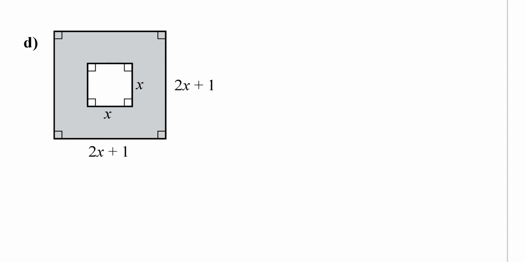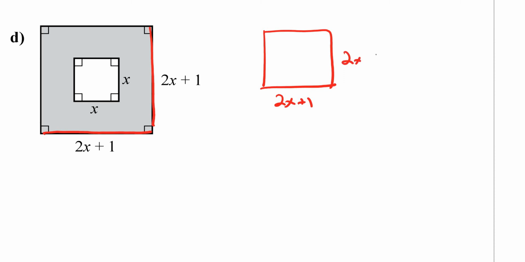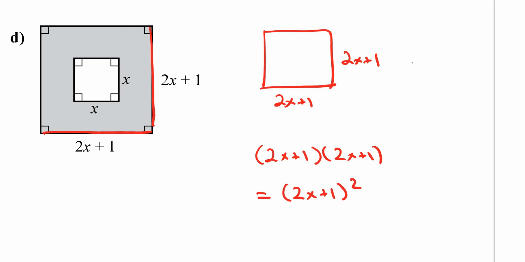Okay, let's move on to letter D. I think letter D is a little bit easier because you have the length and the width here. So if I want to find the area of that bigger square, it's going to be 2x plus 1 times 2x plus 1, which is the same thing as 2x plus 1 all squared. And then you're going to minus that smaller square, which is in the middle, which is just x times x. And x times x is going to be x squared.